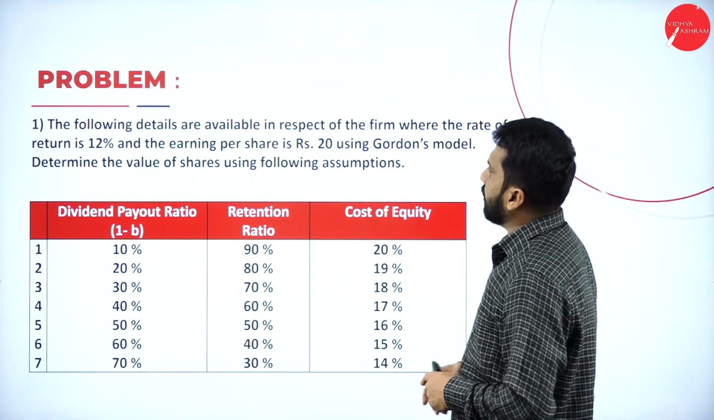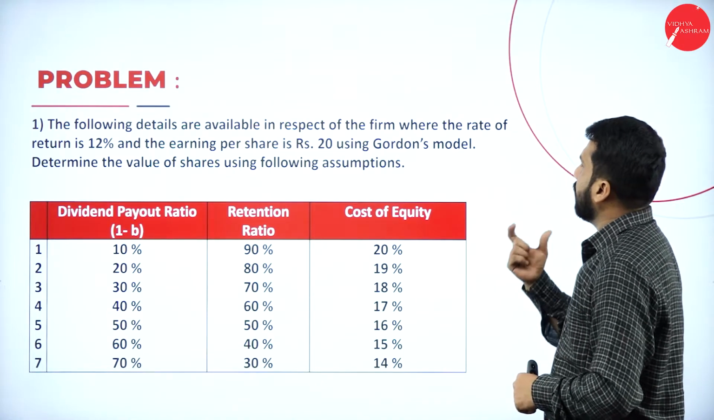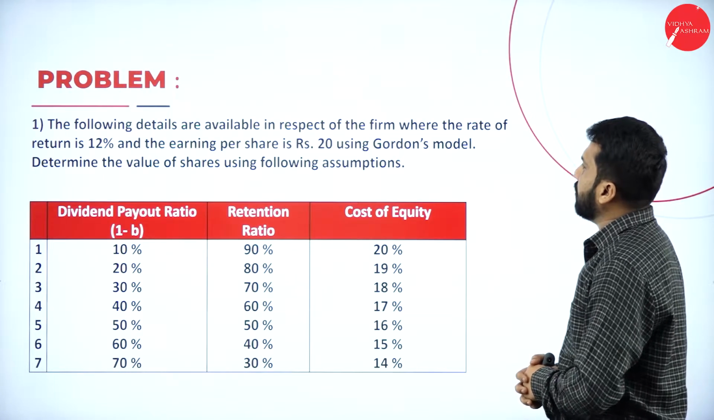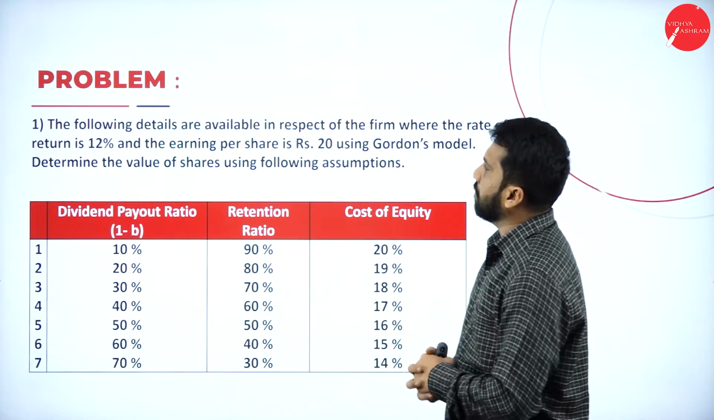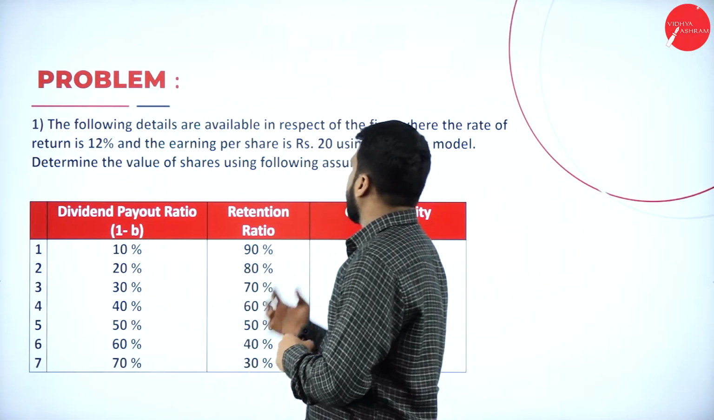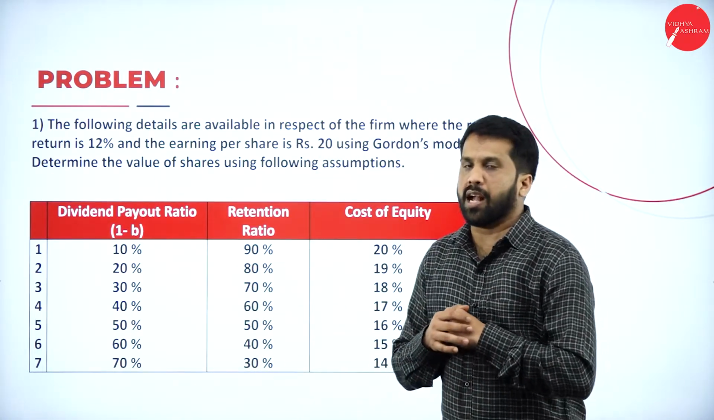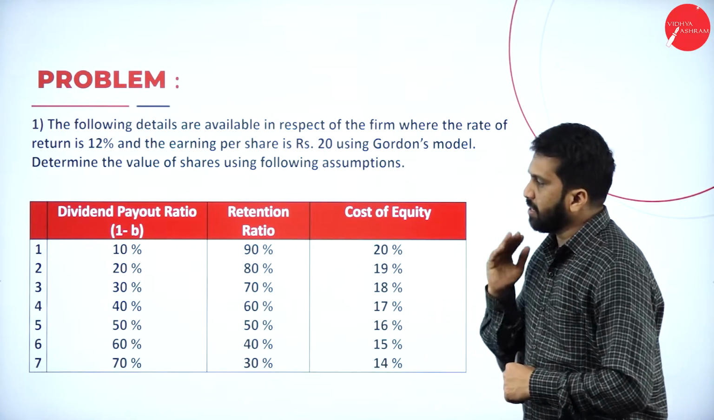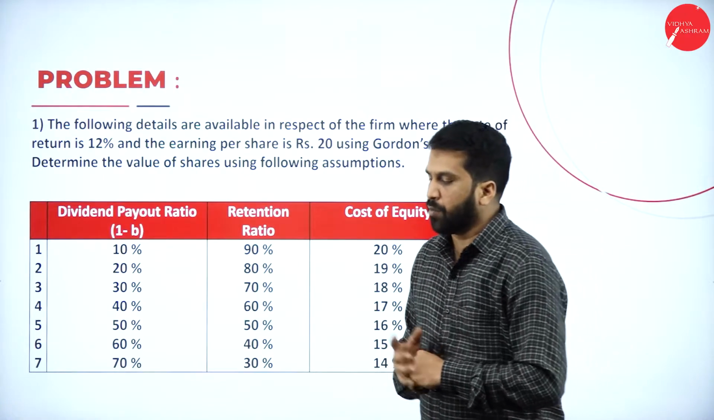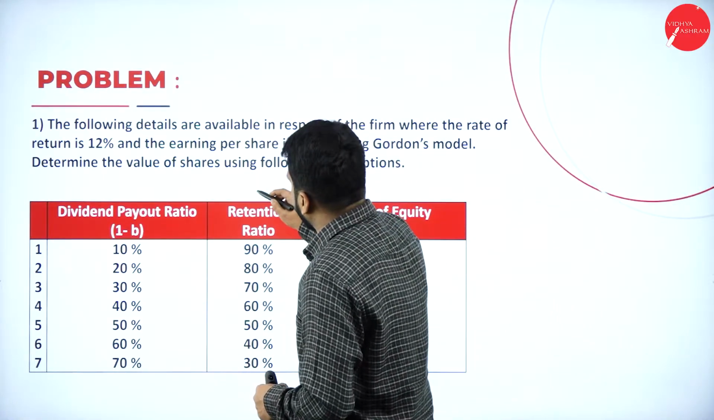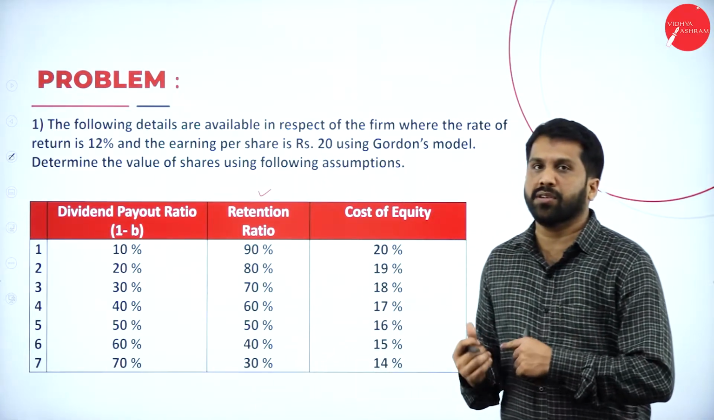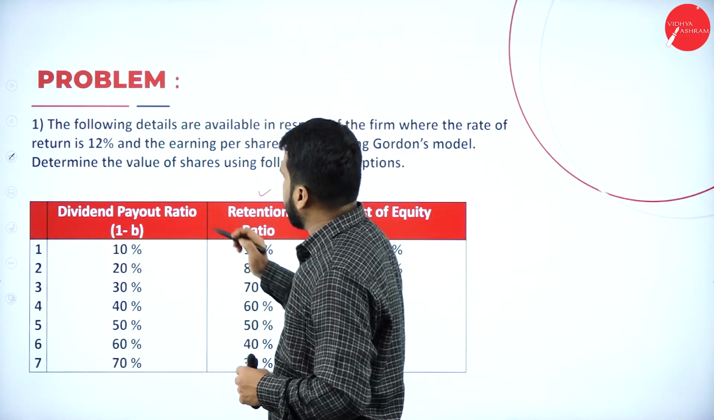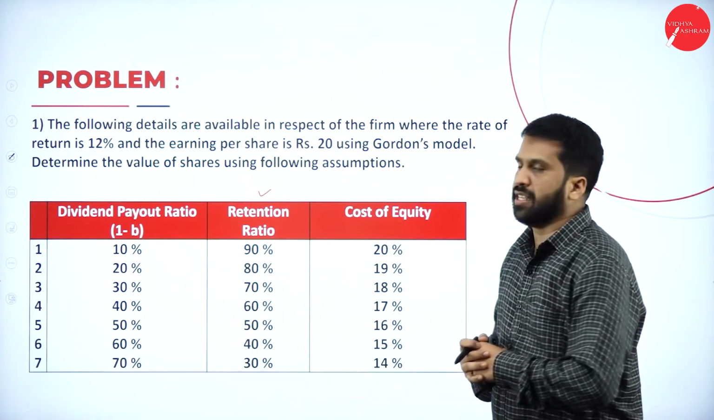The following details are available in respect of the firm, with the rate of return and the earning per share is rupees 20. Using Gordon's model, determine the value of share using the following assumptions. Dividend payout ratio, retention ratio, cost of equity, these are the informations we have. The major one, retention ratio, will be added to this. What is retention ratio?